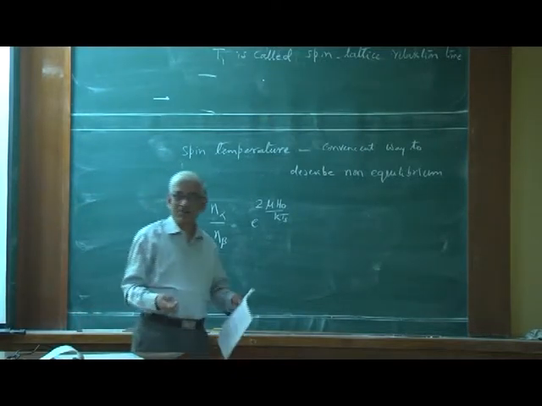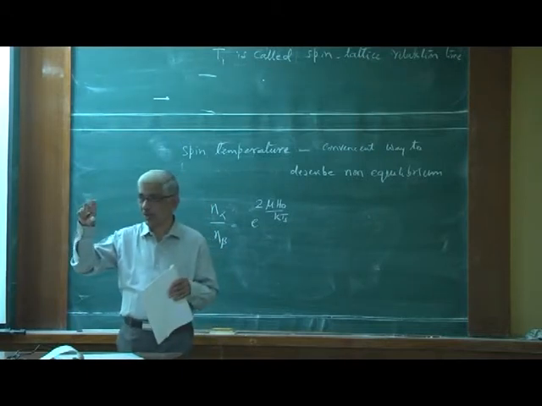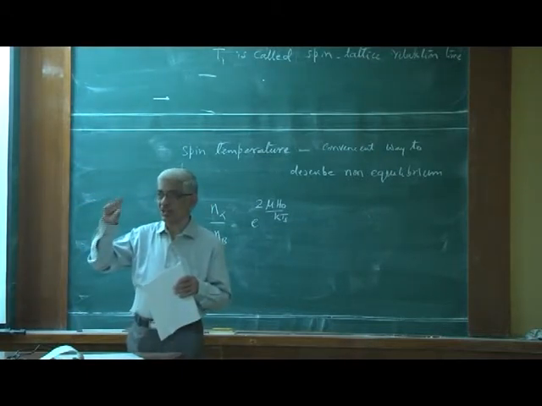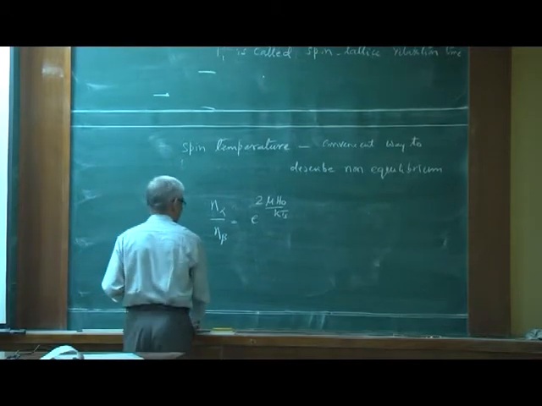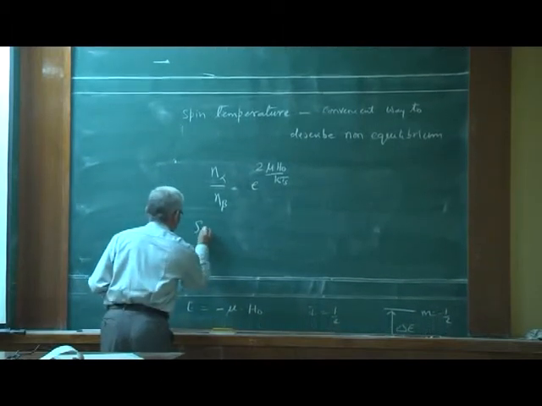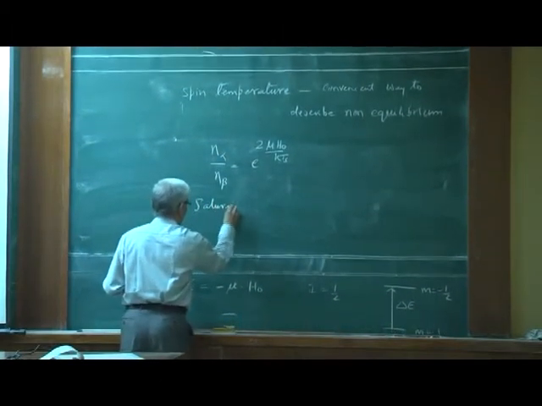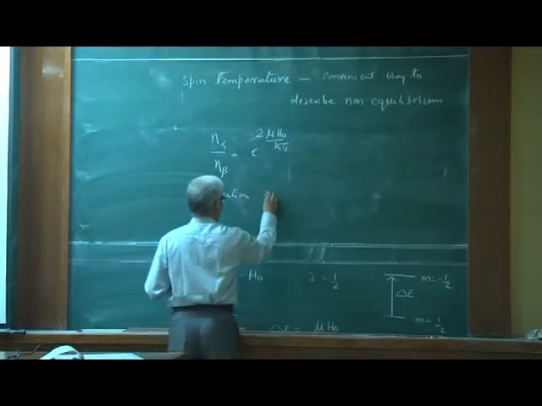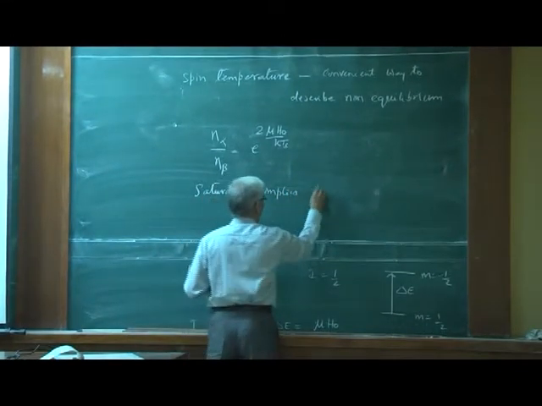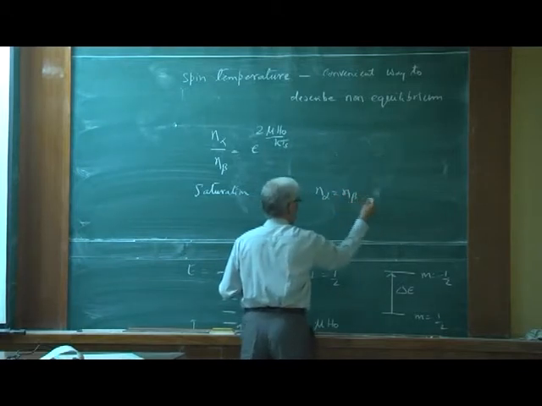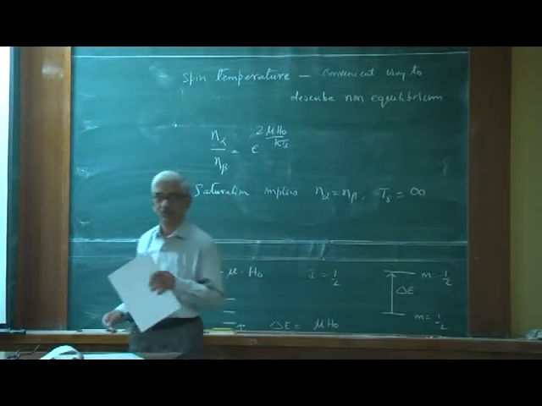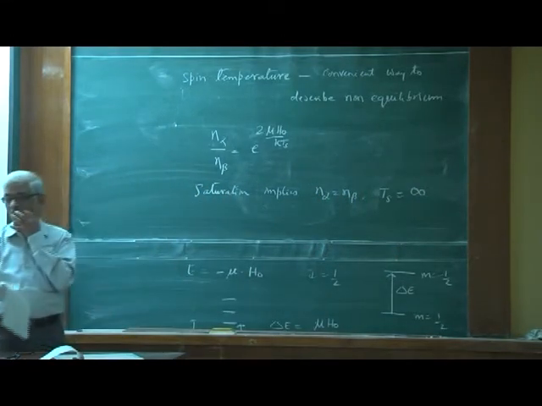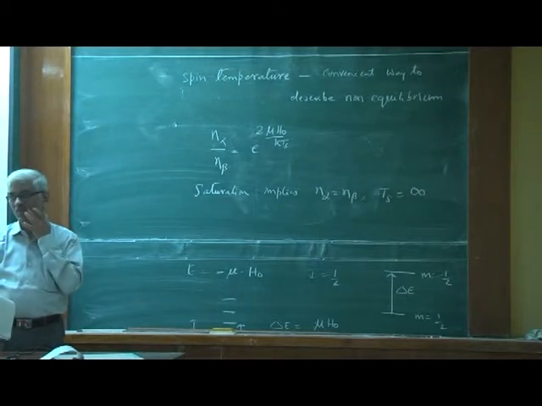It is infinity. When you have the two populations equal, it means it is the saturation. The saturation is described by infinite spin temperature. Saturation implies n alpha is equal to n beta, that would imply Ts is infinity. Sir, then we can say that when the spin temperature is negative, that means some temperature which is higher than infinity.